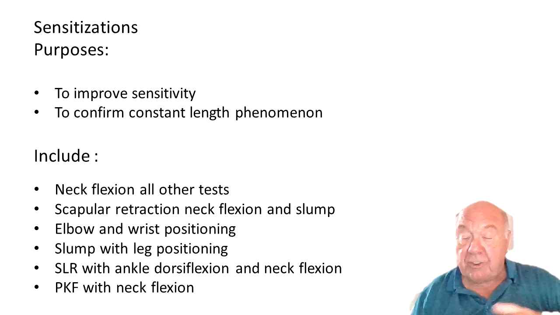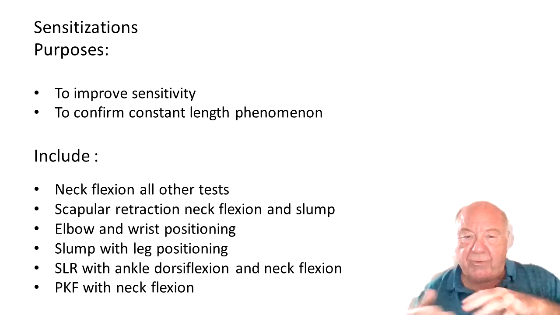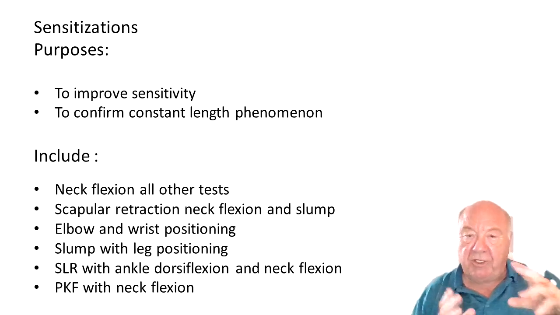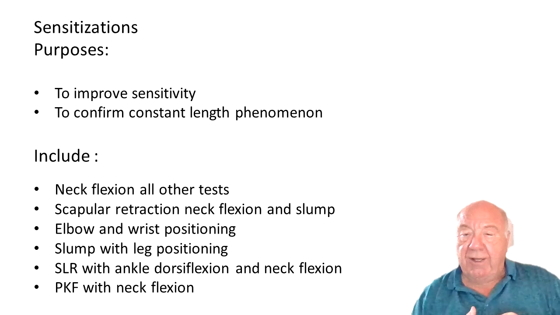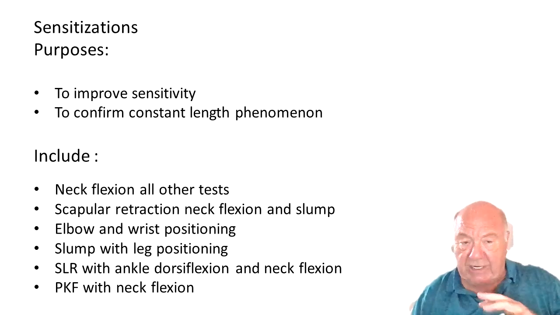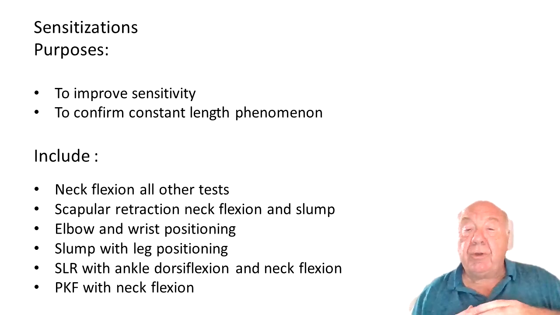Slump with leg position. We do a slump without using the legs, which is more useful for the thoracic spine, and it doesn't include anything lower. But again, you might even need leg position for this, just to increase the stress. But we can use leg position deliberately with a slump test for the lower levels, L4 and down. Straight leg raise, neck flexion again, ankle dorsiflexion, prone knee flexion with neck flexion, and also you can use slump.